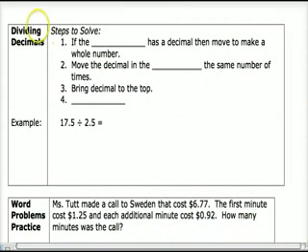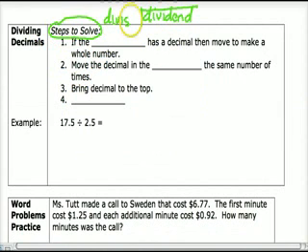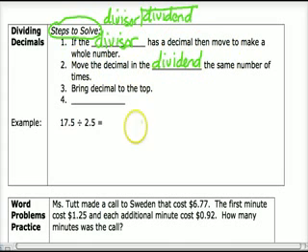All right, now we're going to divide decimals. Again, here's our steps to solve. And let me do this first. Dividend and divisor. Step 1, if the divisor has a decimal, then move it to make a whole number. Step 2, when you move the decimal, move the decimal in the dividend the same number of times. Step 3, bring decimal to the top.